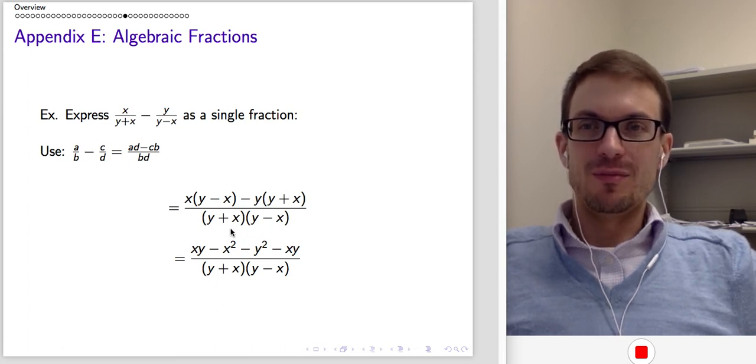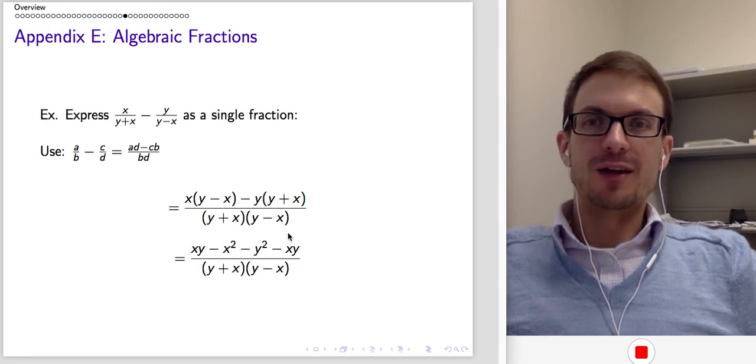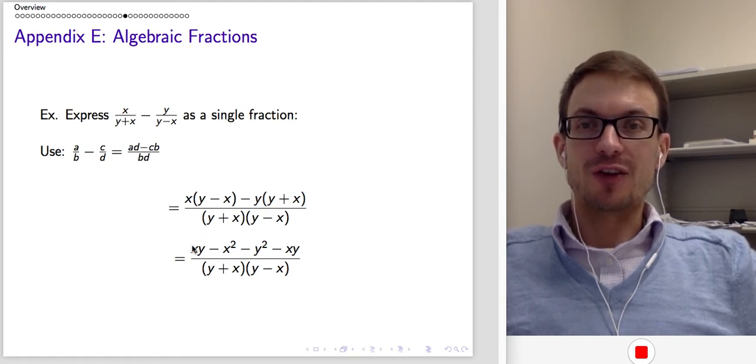Or you can look and see where this formula was applied, what the pattern was. Okay, to simplify this down, well, we collect like terms. This xy cancels that xy. I get a minus x squared minus y squared. I'm going to look for something to cancel.